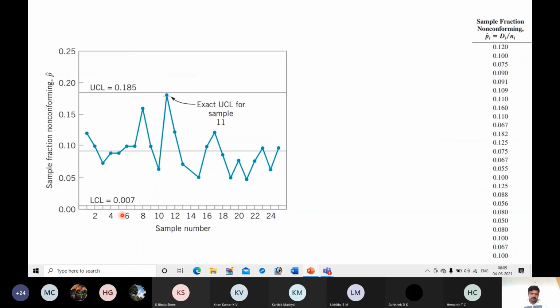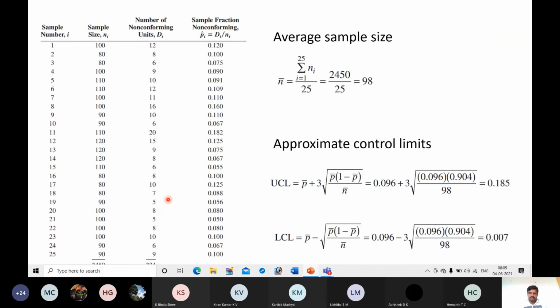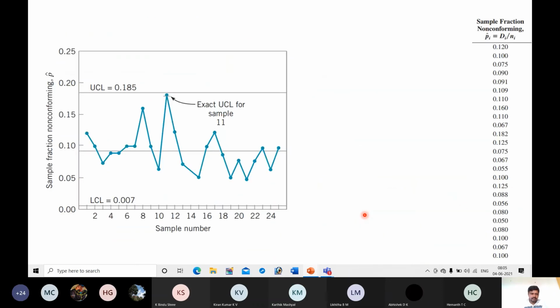So the lower control limit is 0.007, and the upper control limit is 0.185. The p bar value is 0.096, so that is the center line. 0.096 is the center line.